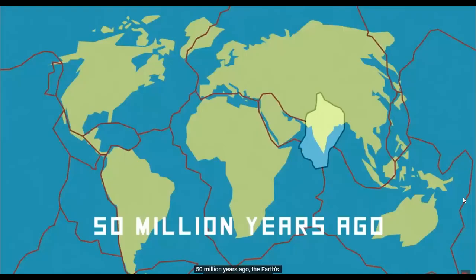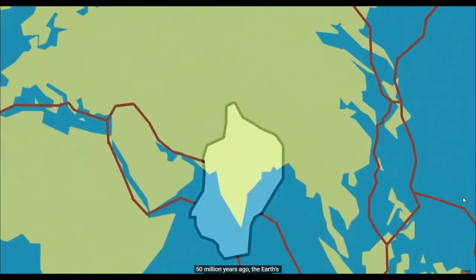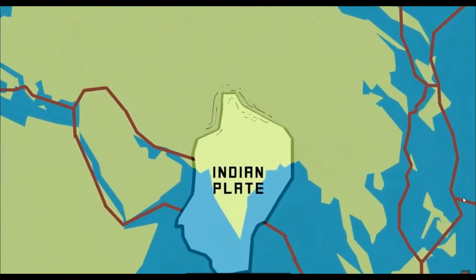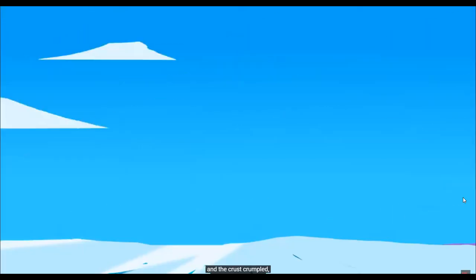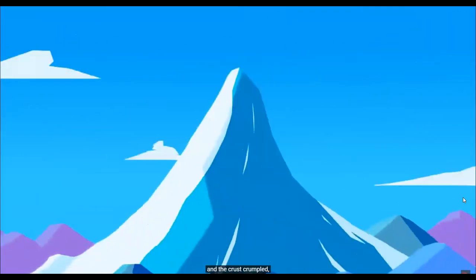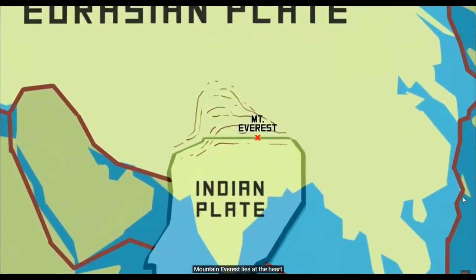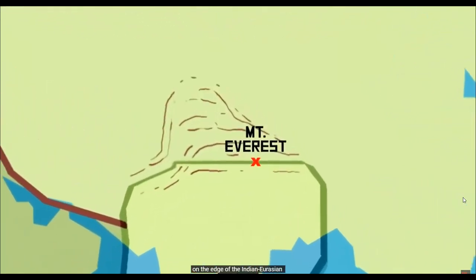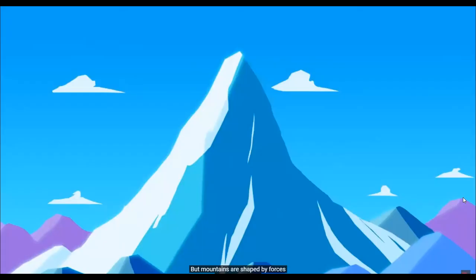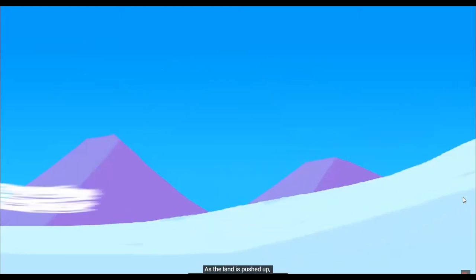50 million years ago, the Earth's Indian plate drifted north, bumped into the bigger Eurasian plate, and the crust crumpled, creating huge uplift. Mount Everest lies at the heart of this action, on the edge of the Indian-Eurasian collision zone. But mountains are shaped by forces other than uplift. As the land is pushed up, air masses are forced to rise as well.